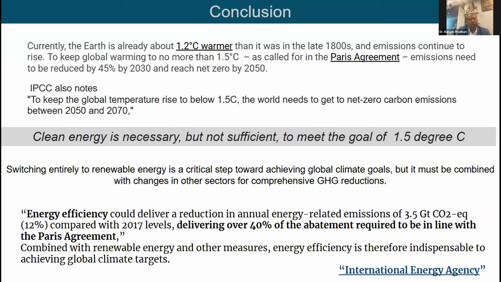Switching entirely to renewable energy is a critical step towards achieving the global climate goal, but it must be combined with changes in other sectors. Energy efficiency could deliver a reduction in annual energy related emissions, delivering over 40% of the avoidance required to be in line with the Paris Agreement. So energy efficiency alone can result in 40% abatement, and combined with renewable energy and other measures, energy efficiency is therefore indispensable for achieving global climate targets.